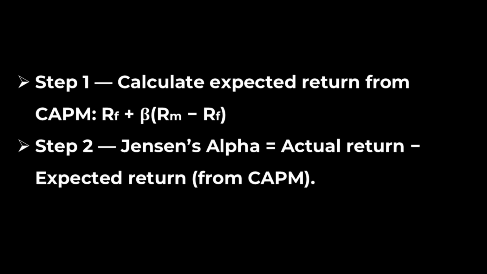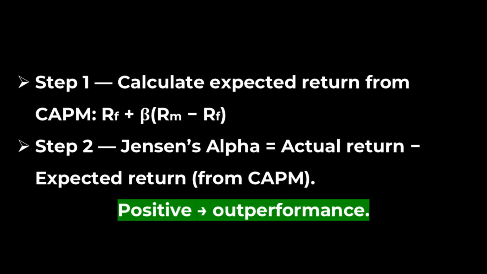Step 1. Calculate the expected return using CAPM, the risk-free rate plus beta times the market premium. That gives you the return justified purely by market risk. Step 2. Subtract that CAPM expected return from your fund's actual return. If the result is positive, you've got true outperformance.